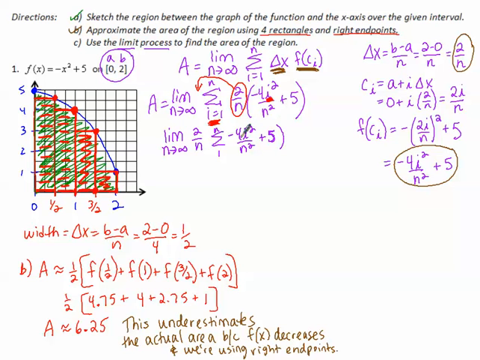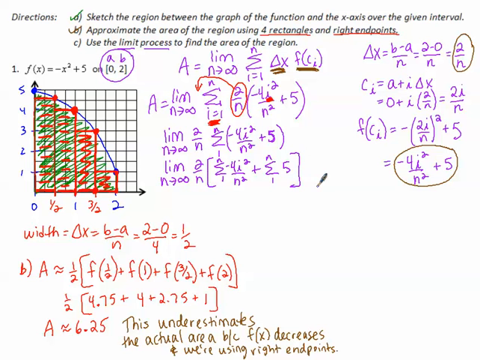Now let's use another one of our properties. We have the sum of a sum. We can break up this sum. Here's what I mean. That's a lot of sums there, but here's what I mean. The sum from 1 to n of 4i squared over n squared with the negative, and the sum from 1 to n of 5.